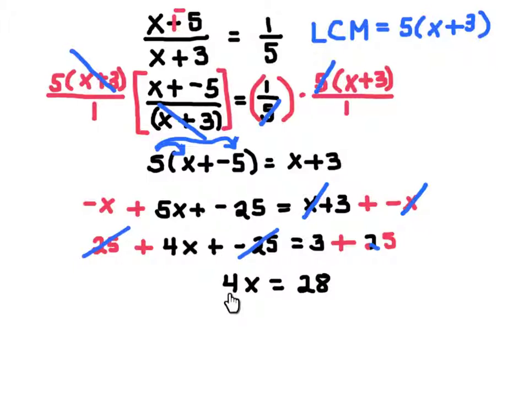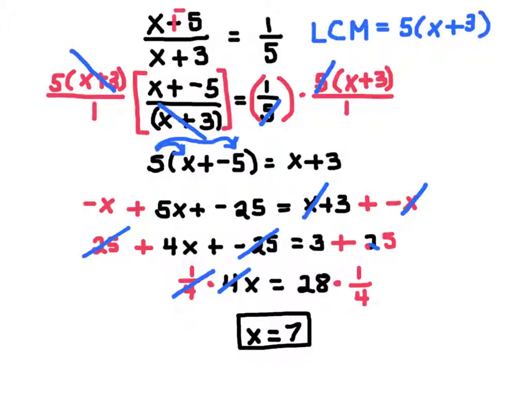We need to remove the coefficient of 4, and to do that, we have to multiply the left-hand side by the reciprocal of 4, which is 1 over 4. And if we multiply the left-hand side by 1 over 4, we must also multiply the right-hand side by 1 over 4. So 1/4 times 4 is 1, and we end up with x is equal to 28 divided by 4, which is 7. So the solution to this equation above is x equals 7.